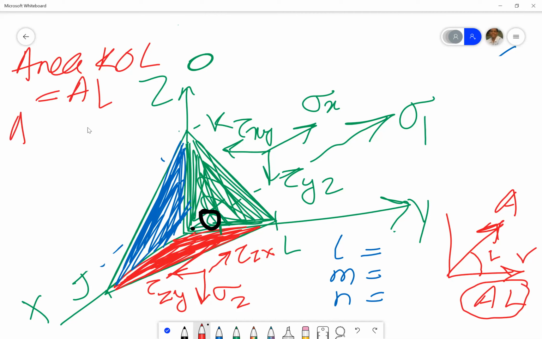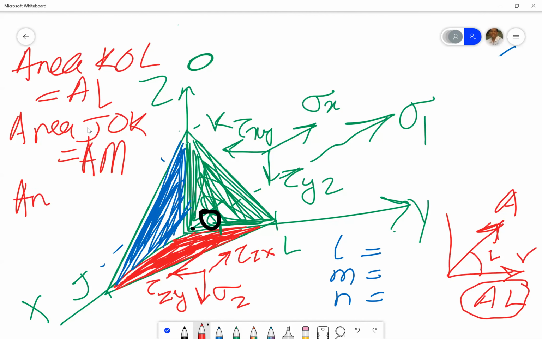Similarly, the area JOK. What is the area of that JOK? JOK is the blue hatched area. This is another component, on the y-axis. So we can simply write that as AM.